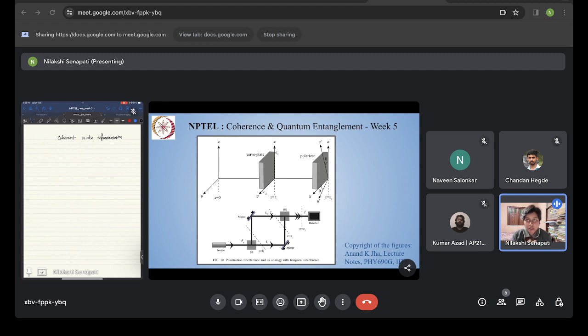So a coherent mode representation can be done for a completely coherent field. If you have a coherent field, then whatever you are doing, that is coherent mode representation. But what if you have a partially coherent field? Then coherent mode representation is a way of representing a partially coherent field as a mixture of coherent modes.